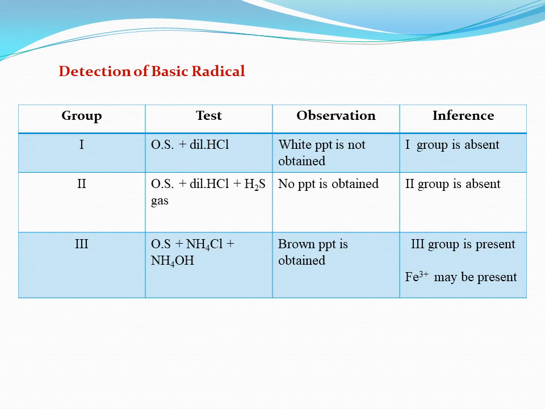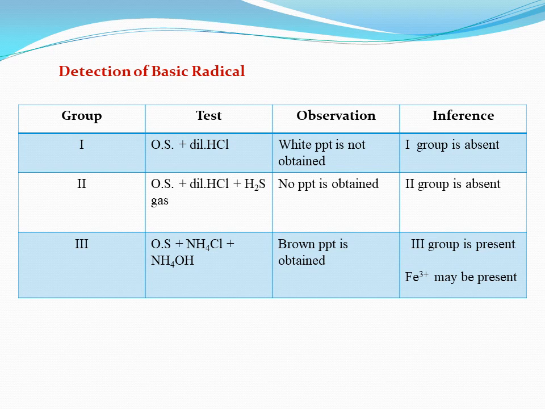Now let's see the test for group first. For group first, the specific reagent is dilute HCl. So take 1 ml of original solution. To this add 1 to 2 ml of dilute HCl. After this addition, white PPT is not obtained. That means first group is absent.